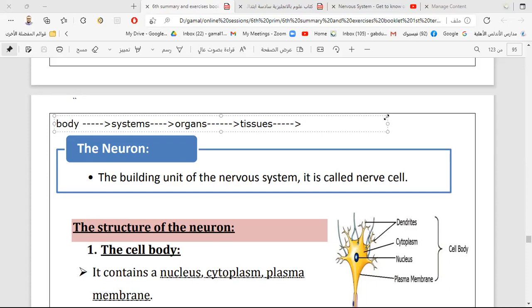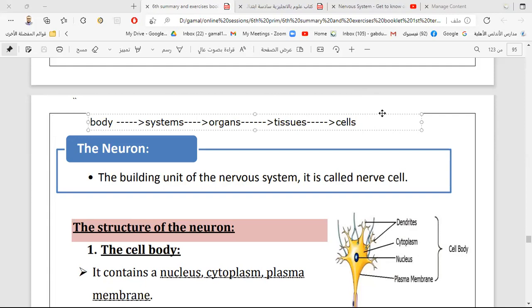And finally, every tissue is made up of cells. Very good, my son. Every tissue is made of cells, similar cells. So we can say the cell is the building unit of the body. Is it true or wrong? True. The smallest building unit of the body. Is it true or wrong?